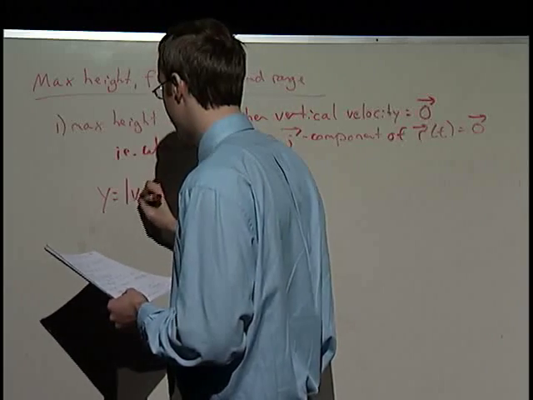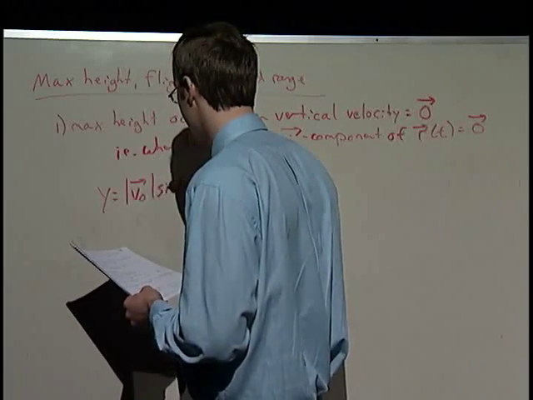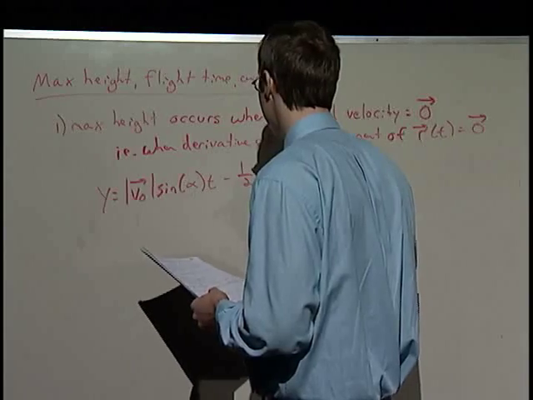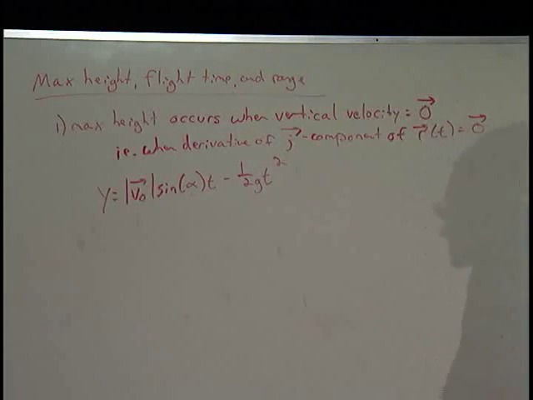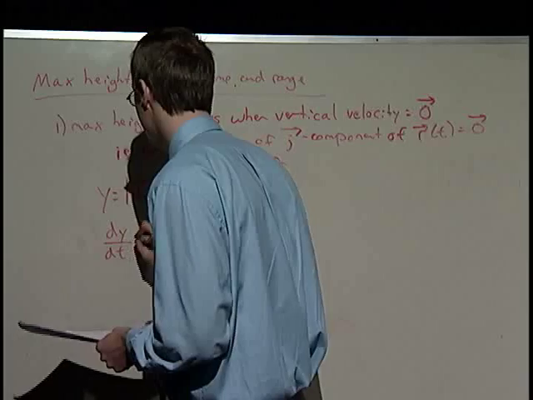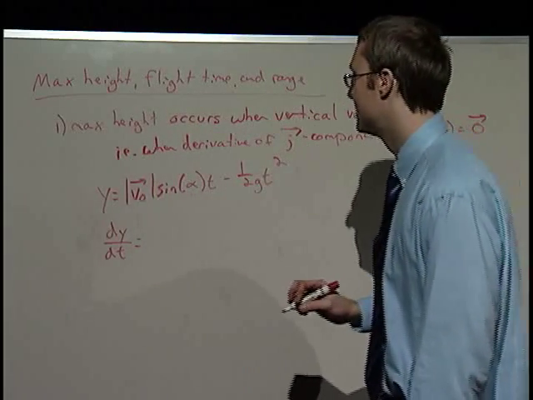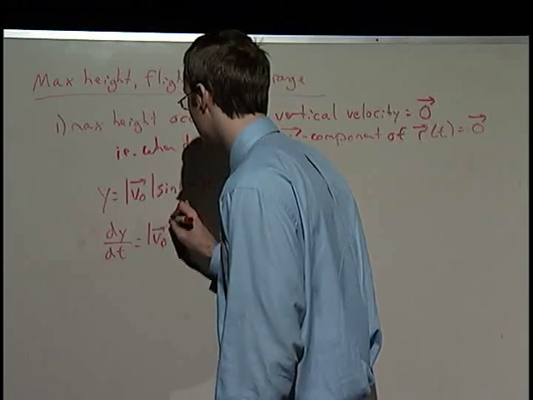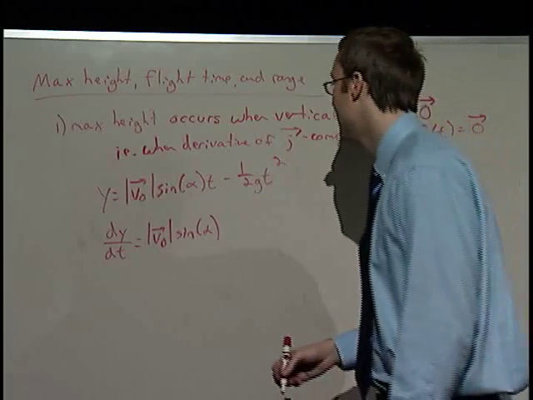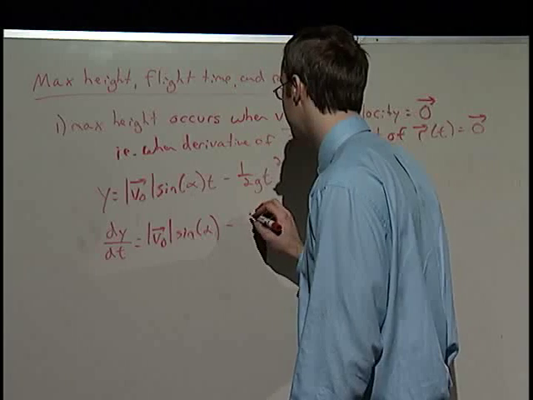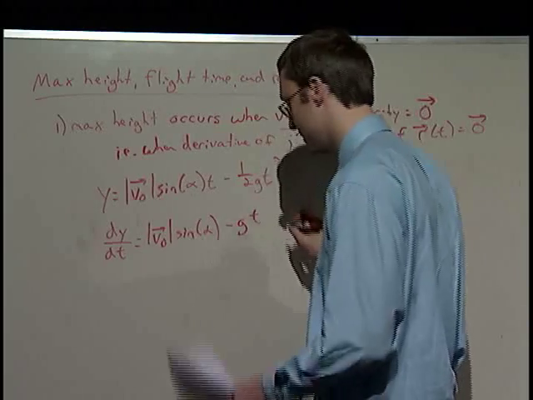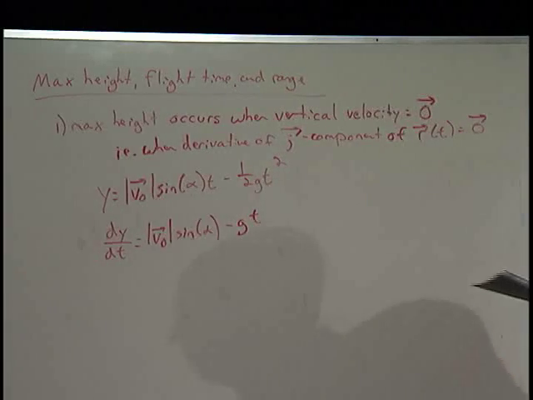Here is the j component from the parametric equation, so it's this big thing: v naught sine alpha t minus 1/2 g t squared. That is the vertical position component. Well, I care about velocity, so I care about dy dt. This just becomes v naught sine alpha, remember, alpha is a constant here. And this becomes minus g t. Yes, good. So there's the derivative.